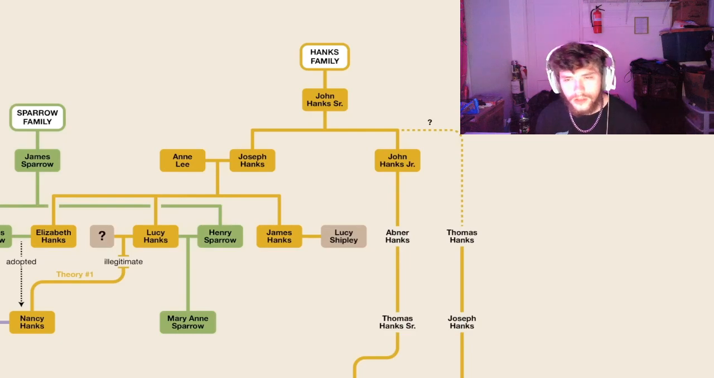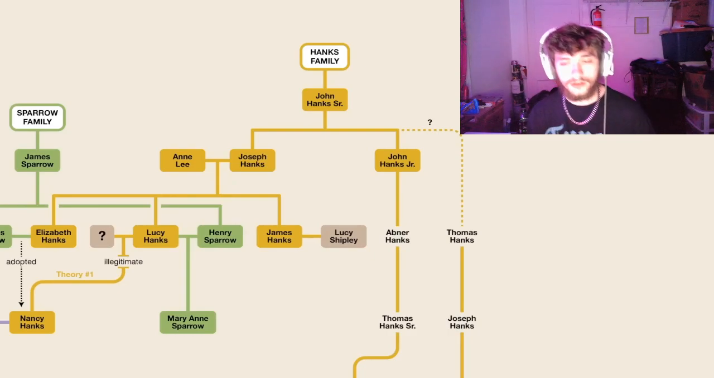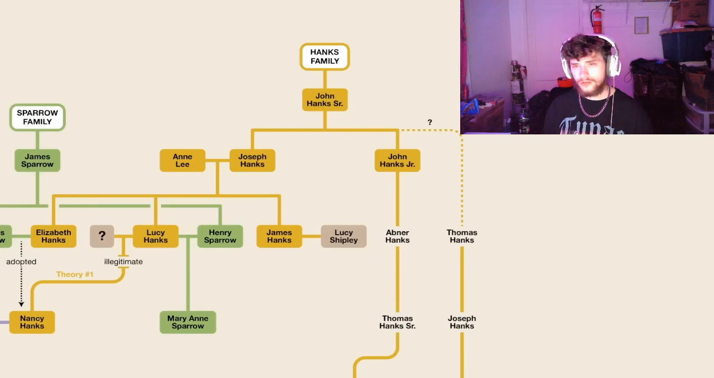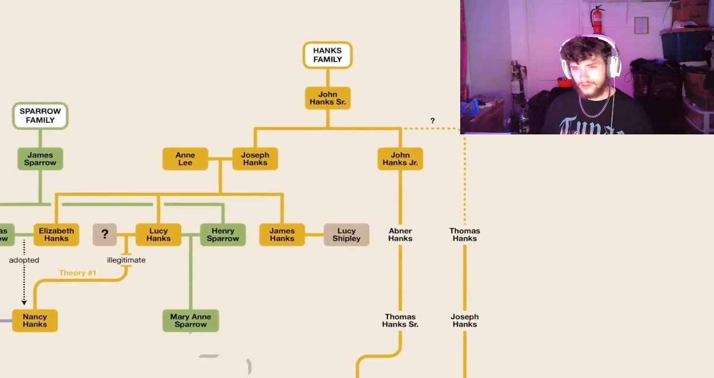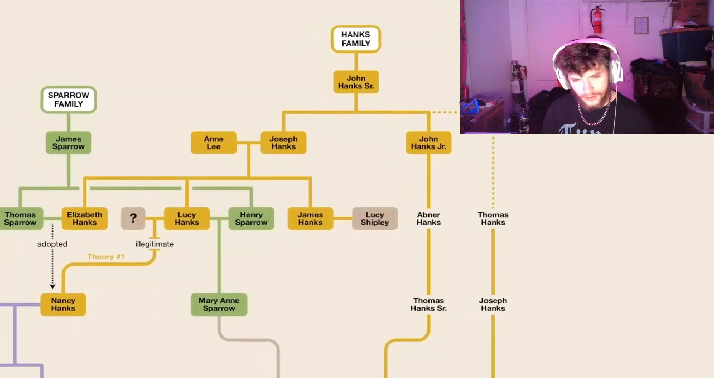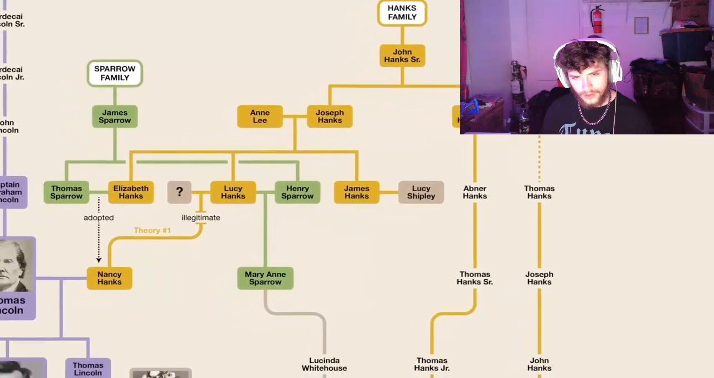I'll be diving into this issue in greater detail later this year when I deal with the family tree of Thomas Jefferson. For now, if anyone knows more details about how Camille Cosby's line connects to the other members of the Hanks family, do let me know in the comments. I have no idea. It's possible that it has nothing to do with slavery at all. I just don't know.